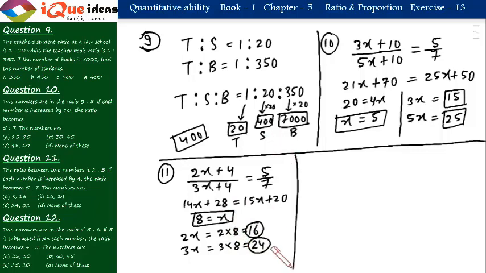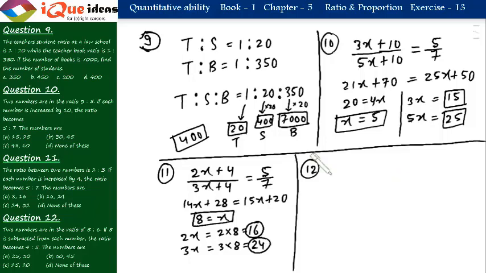Okay, this was question number 11. Now question number 12, it says two numbers are in the ratio 5 is to 6. 5 subtracted from each number, the ratio becomes 4 is to 5. Alright, same thing that we can do. We can also use options in such questions, right? That is always there. But yeah, I'm just giving you the proper method also.